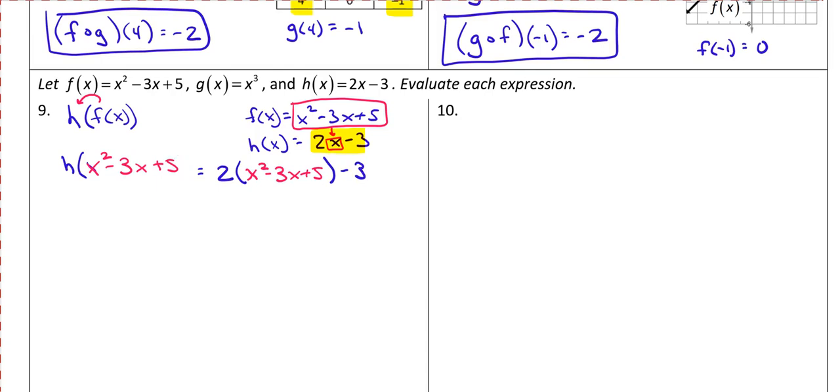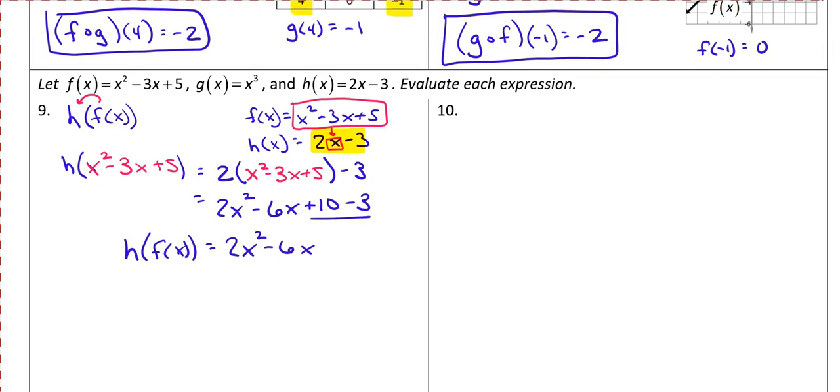So to simplify this down, we're going to distribute. So 2x squared minus 6x plus 10, and then minus 3, which means that h of f of x equals 2x squared minus 6x. Now we can add these together, so plus 7. So we have a new quadratic for our new function.